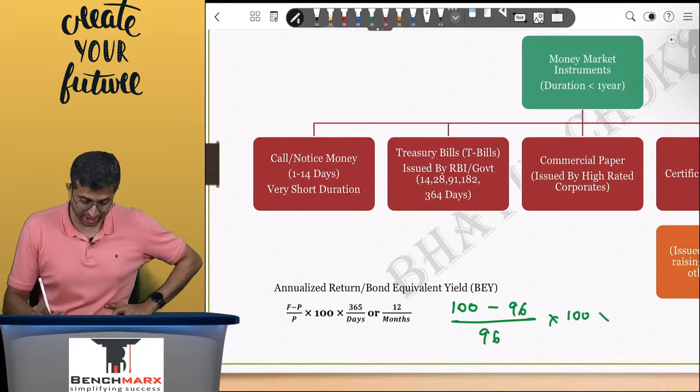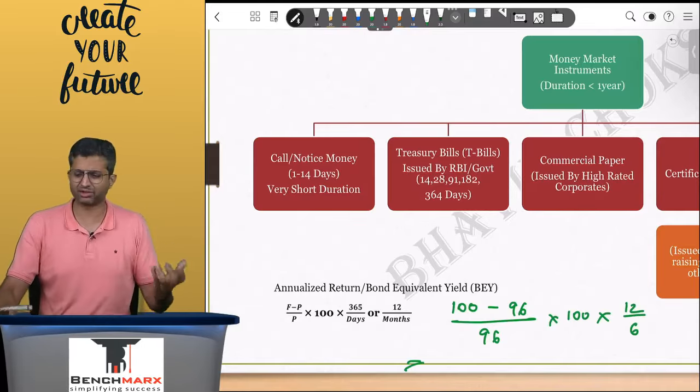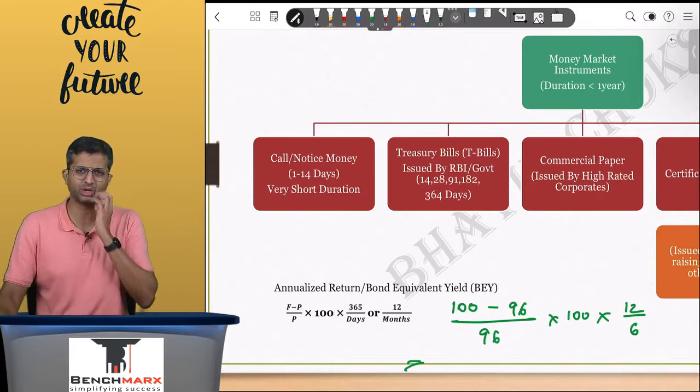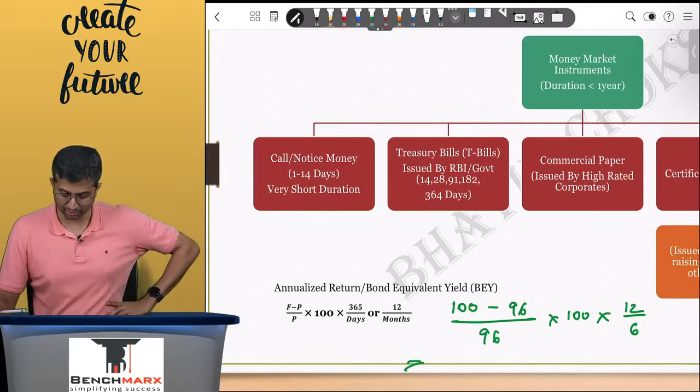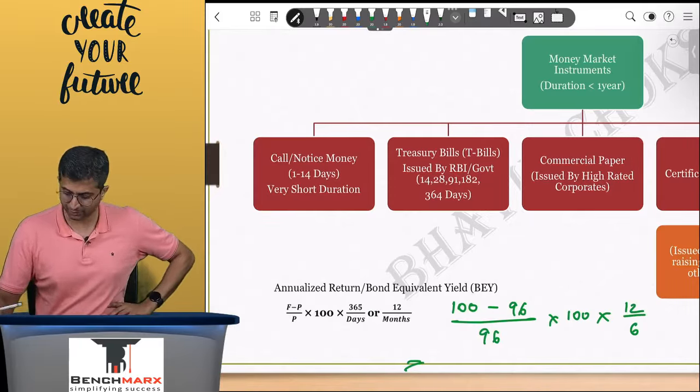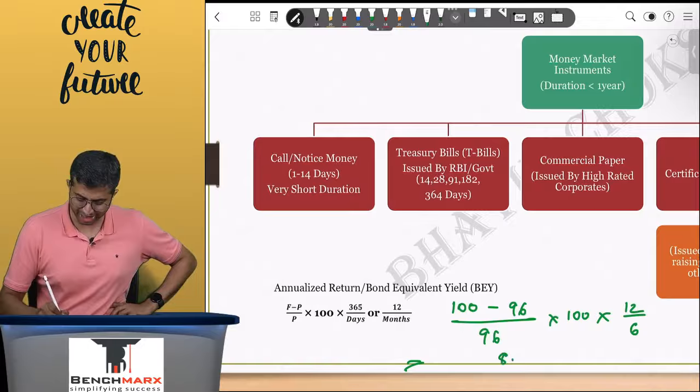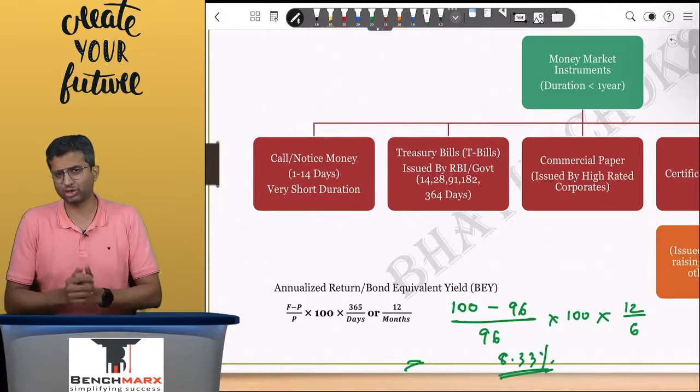Into, let's say, 365 by 181, or you can do 12 by 6 depending on how the data is given. If it is given in days, you can take 365 by days, or if in months, then you can take 12 by the number of months. So this will be, for example, 4 is the cost that you are paying for getting 96 rupees, upon 96, into 12 by 6, which will come to approximately 8.33%, which is the bond equivalent yield or the annualized return.